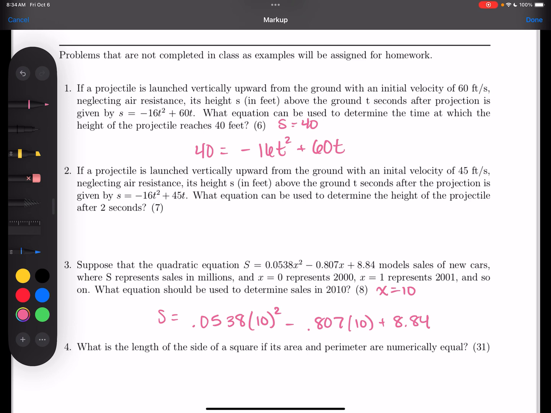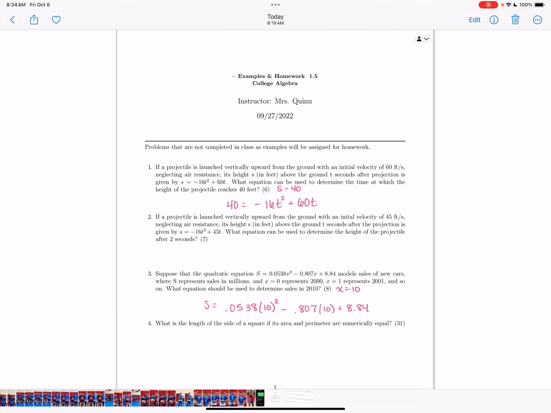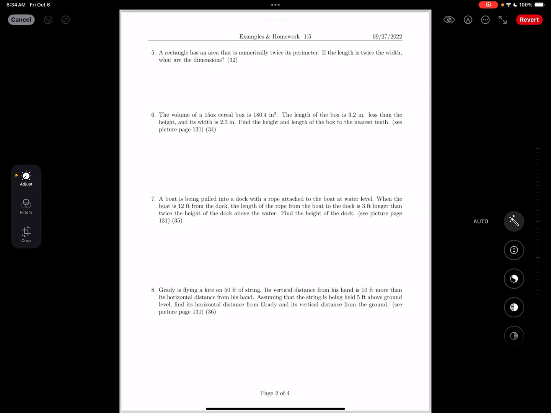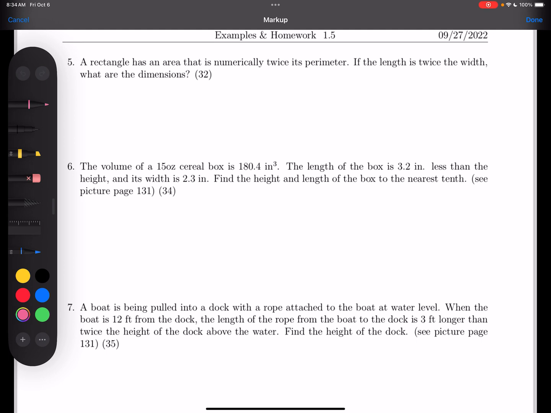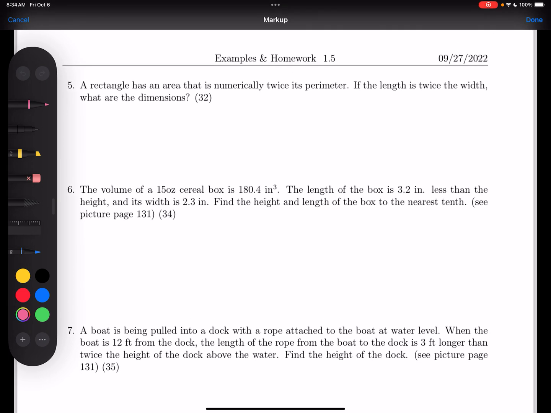On the next page, number 5. A rectangle has an area that is numerically twice its perimeter. If the length is twice the width, what are the dimensions?